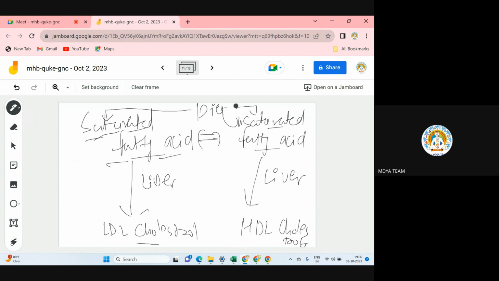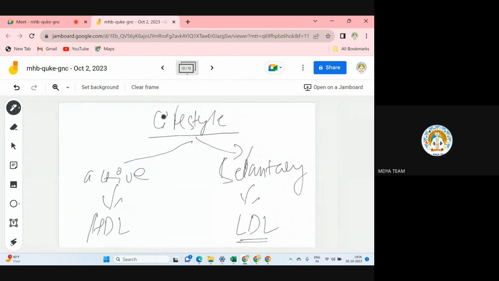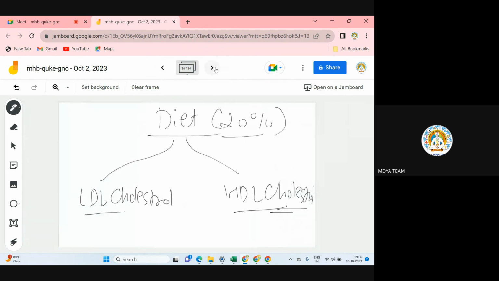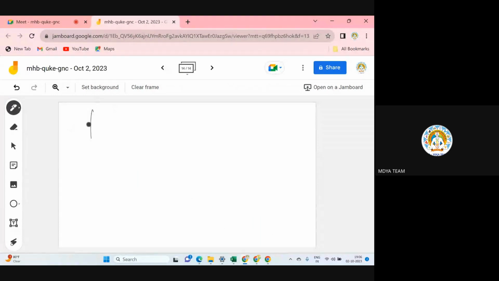Okay, this 80% which our liver is producing also depends to some extent on diet, like whether we are taking saturated or unsaturated fatty acid, or whether we are physically active or physically inactive. So there is one more condition I will discuss: atherosclerosis.